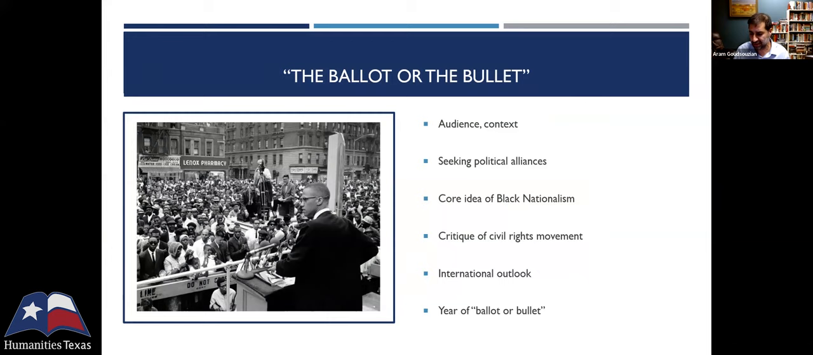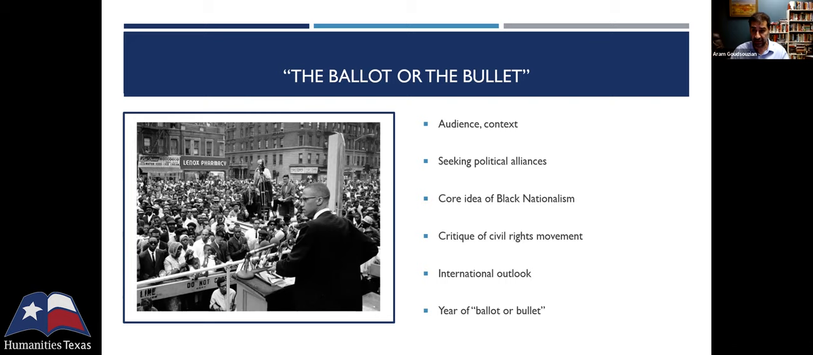He's still an unapologetic Black nationalist. He's still critical of the Southern Civil Rights Movement. He's still speaking to a Northern audience. This isn't the same audience that Martin Luther King is speaking to, either in the South or with the March on Washington. But we also see him seeking new political alliances beyond religion. He's still defining himself as a Muslim, but calling for people, saying, I'm not a Democrat, I'm not a Republican, trying to create a unified idea through Blackness.